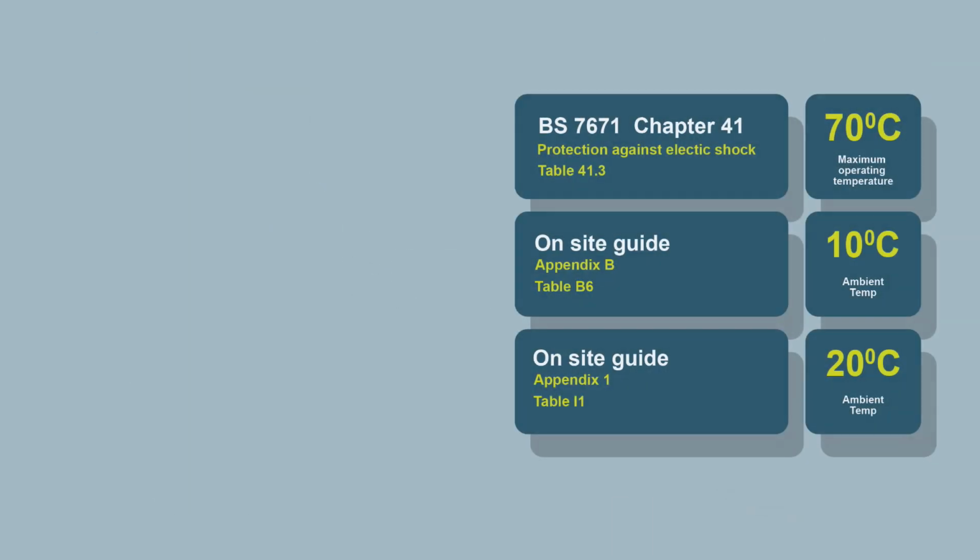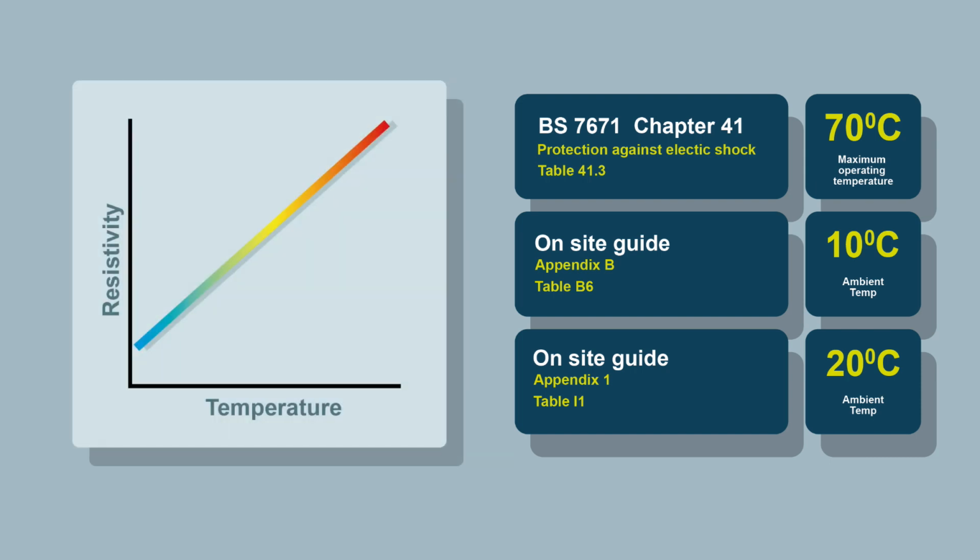Now, why do we have different temperature values between BS 7671 and the on-site guide, for example?